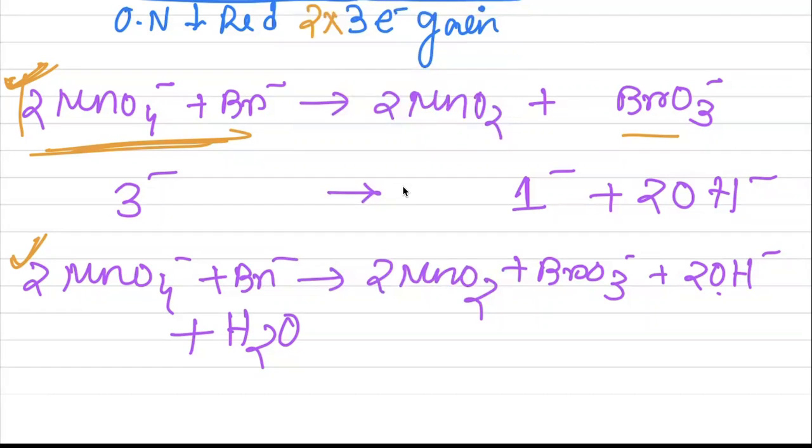Then I have to balance the hydrogen and oxygen. To do that, I have to add water on the other side. If we add OH minus on the reactant side, then we have to add H2O on the product side, and vice versa. Clear? Yes, ma'am. And if the reaction takes place in acidic medium, then we add H plus. Let's see the next reaction.